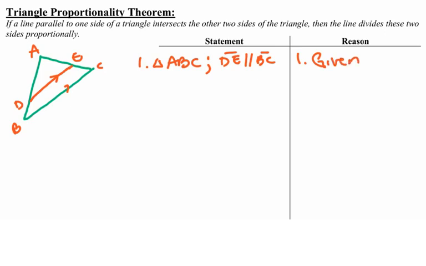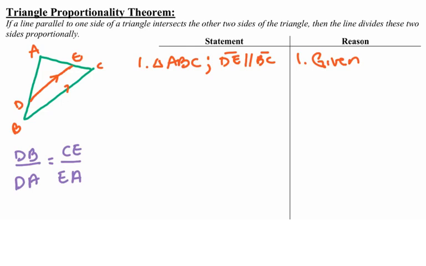Okay, now what we're going to do is think about trying to use the parallel lines. So what are we trying to prove exactly? That's what we need to be clear on. And so if you think about what the proportionality theorem says, it says the line divides these two sides proportionally. So what I'm trying to show is that DB to DA is going to be the same ratio as CE to EA. And so that's what I'm trying to show.